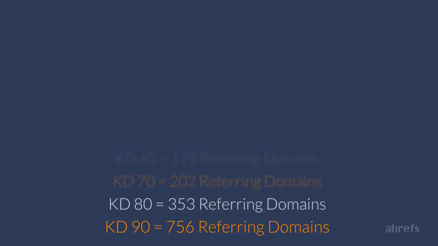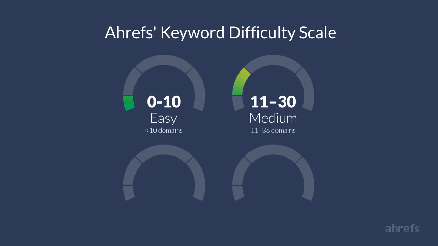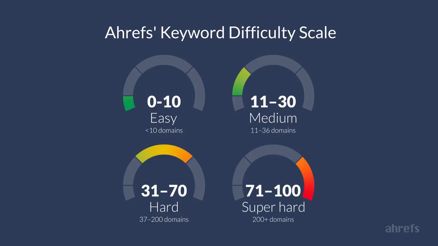But our customers kept asking us this question, so we had to define 4 ranges to make it a bit easier for them. So KD below 10 is considered easy, because almost anyone can get links from up to 10 websites. From 10 to 30 we have medium difficulty, because getting up to 36 websites linked to you is quite a challenge. Anything above 30 we consider hard for obvious reasons, and anything above 70 is super hard, because only a few websites are able to generate that many backlinks to their pages.